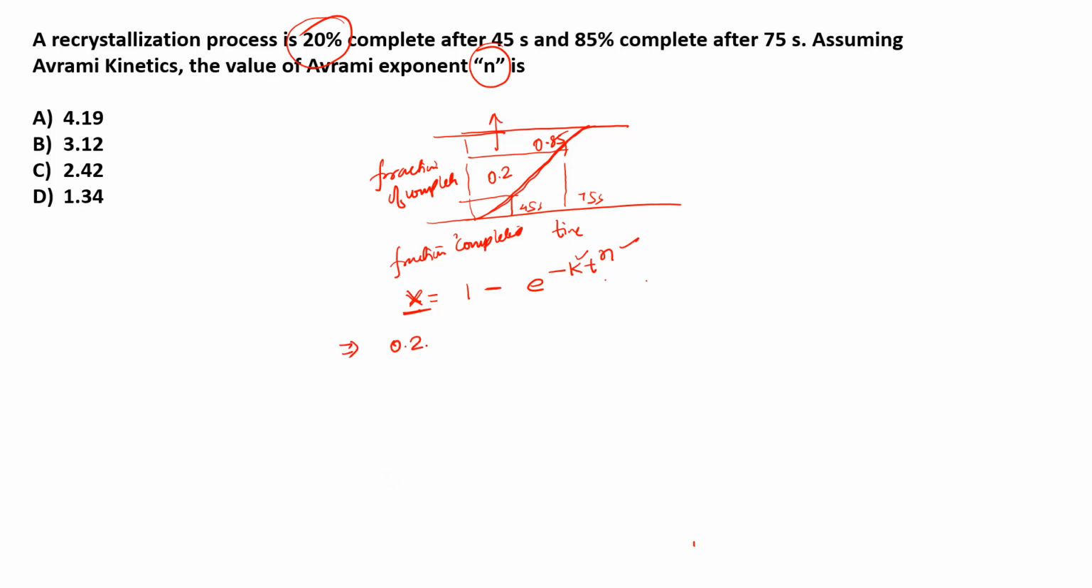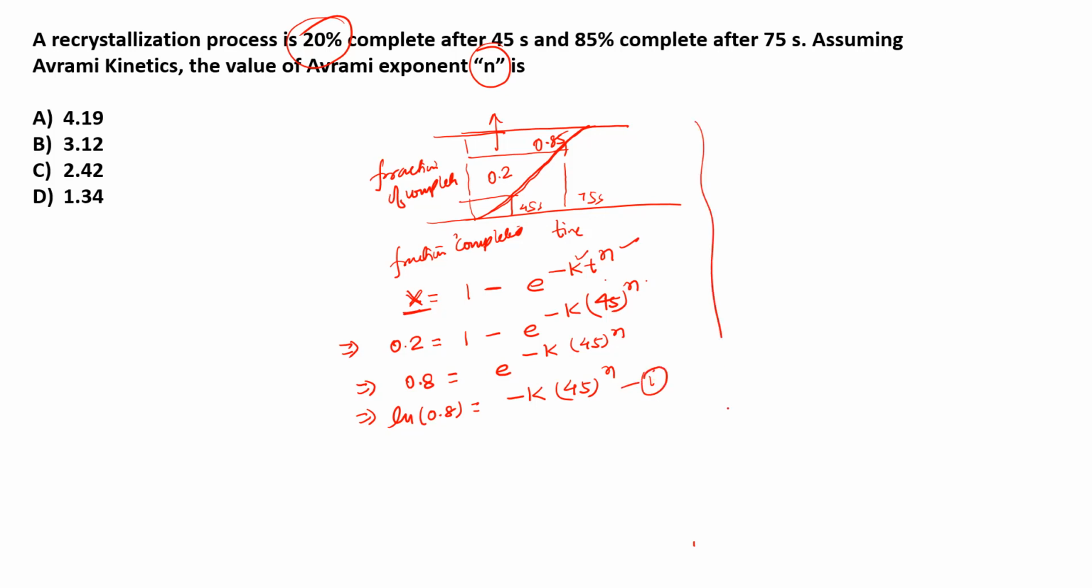So we need to think in that direction. It will be 0.2 is equal to 1 minus e to the power minus k t, here in the first case t is 45, to the power n, right? So we can write it as 0.8 equal to e to the power minus k 45 to the power n. If I take ln on both sides, ln 0.8 is equal to minus k 45 to the power n. So first equation we have.